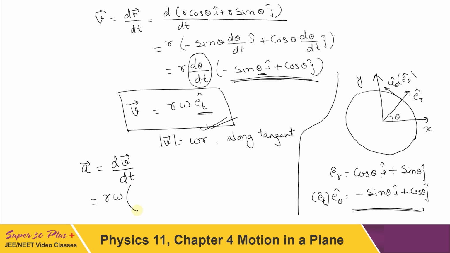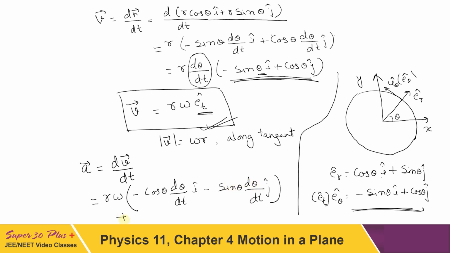And then differentiation of sine theta will be equal to cos theta. One minus sign is there. So it is minus cos theta multiplied with d theta by dt I. Another is differentiation of cos theta, that will be minus sine theta d theta by dt j.